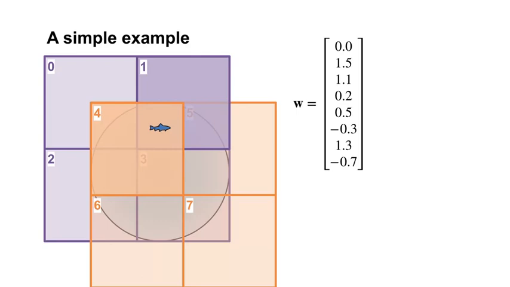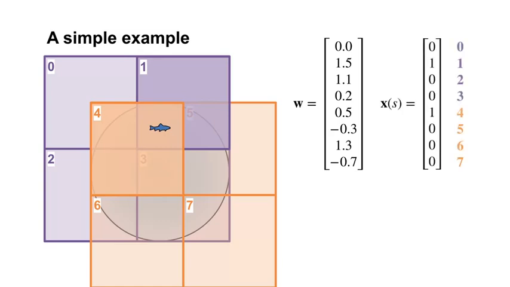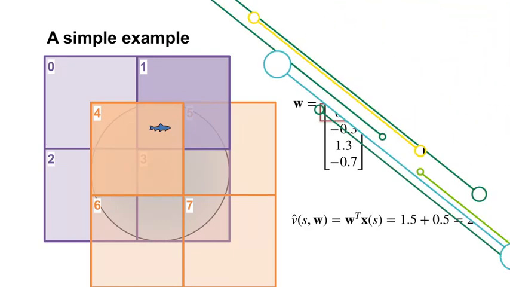Now we simply calculate this state's value with a dot product. The feature vector is binary, so we can just add up the weights at the locations with non-zero features. This gives us a value of 2.